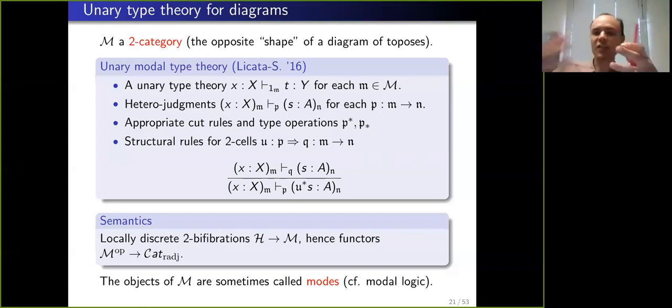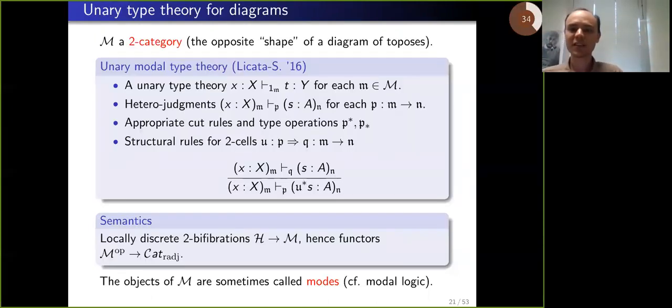Okay, so this is the unary type theory picture of the modal type theory, or this generalized type theory for adjunctions or for geometric morphisms. So we're half done here, so maybe I'll pause for a moment and ask whether anybody has any questions.